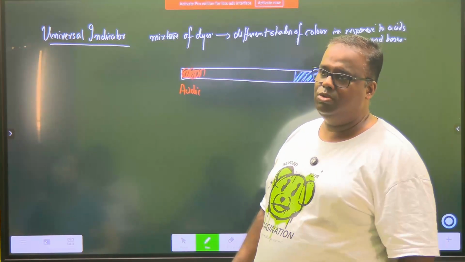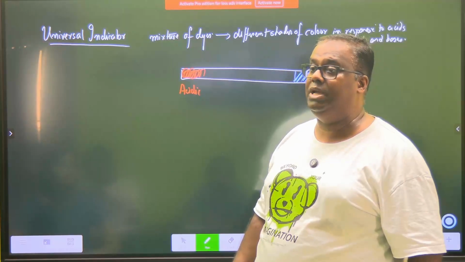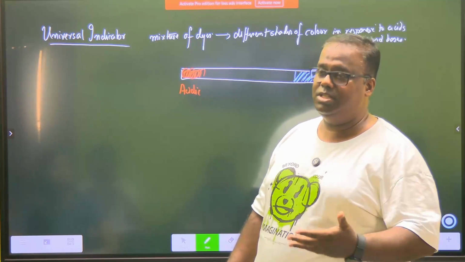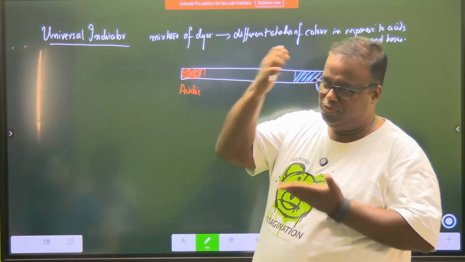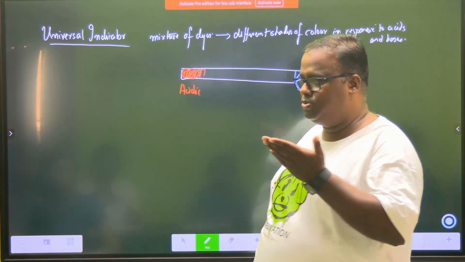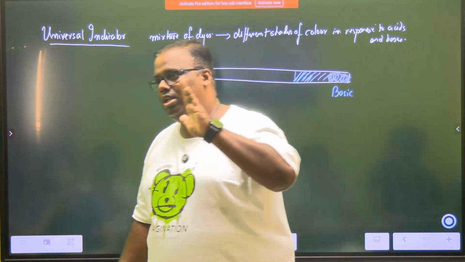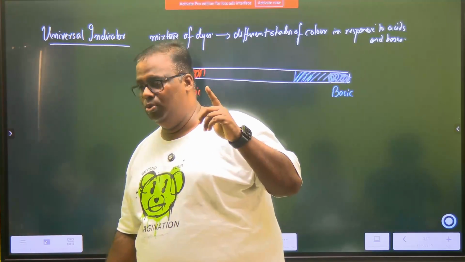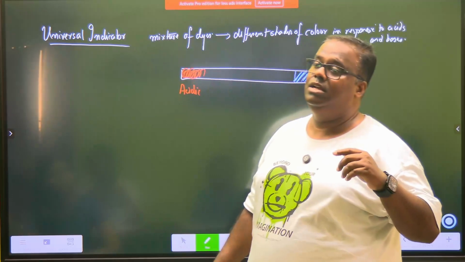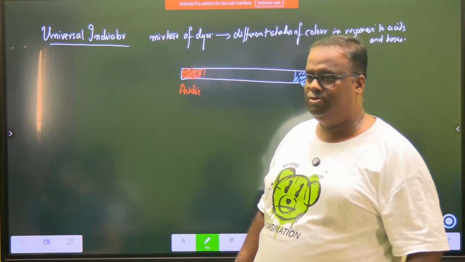Now, if you take sugar solution, there is another solution available called Benedict's reagent, B-E-N-E-D-I-C-T. If you put 1 or 2 drops of Benedict's reagent on any sugar solution, the solution will become blue, indicating that the chances of sugar being present are very high.